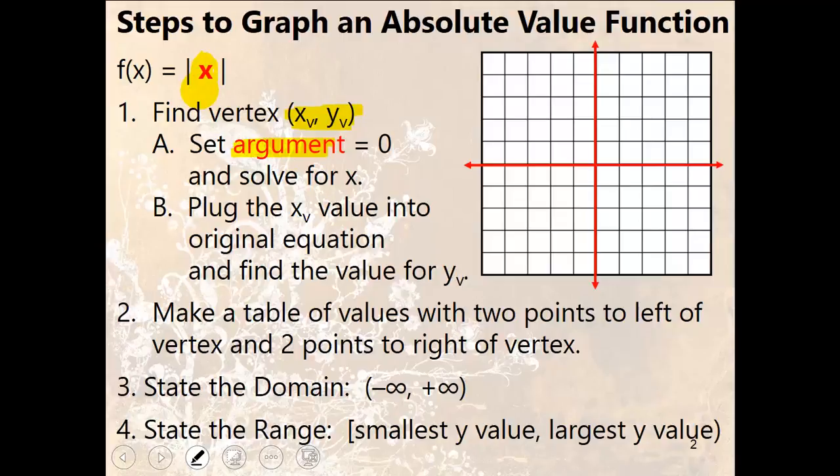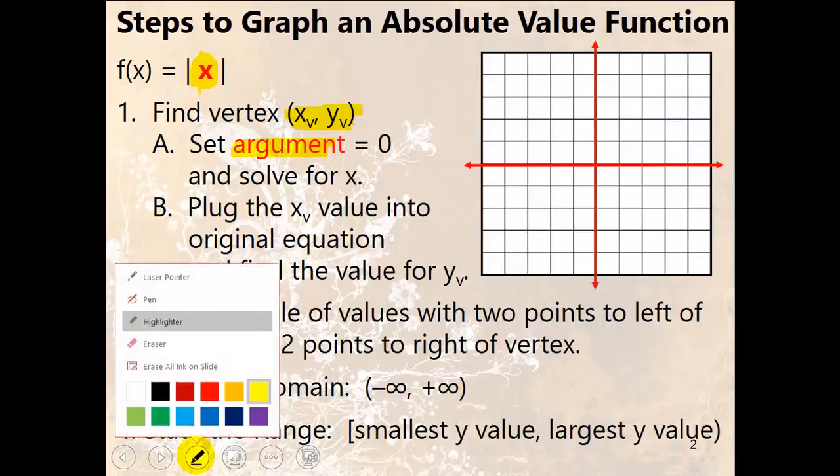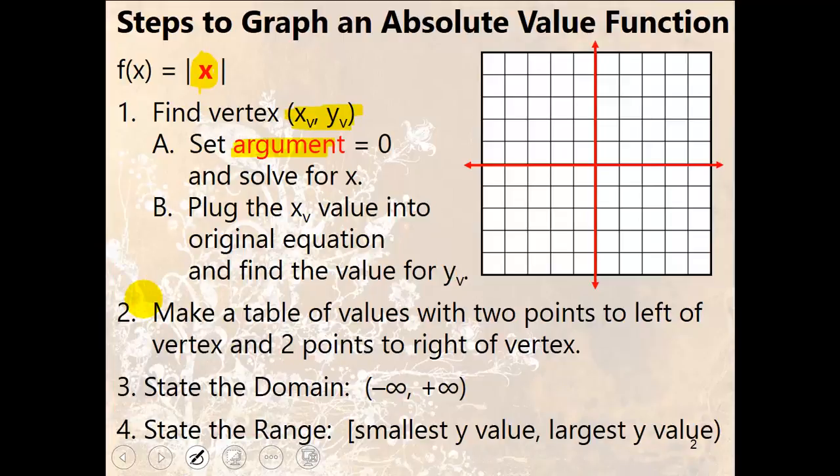The argument is the piece right between the bars. It could be as simple as x, it could be 3x plus 10, it could be x minus 2, but whatever that argument is, you want to pull it out of those bars and solve for the variable. In this case, x. This one is super simple because all I have is x, so I set it equal to 0. Then to find the y-coordinate, I plug that x-coordinate back in. So f of 0 is equal to the absolute value of 0. So my vertex is going to be 0, 0. That's a super important point to find with absolute value. It's probably the most important point to find.